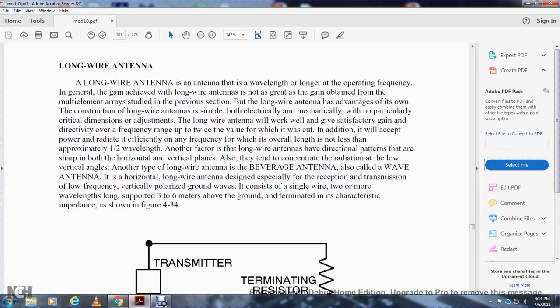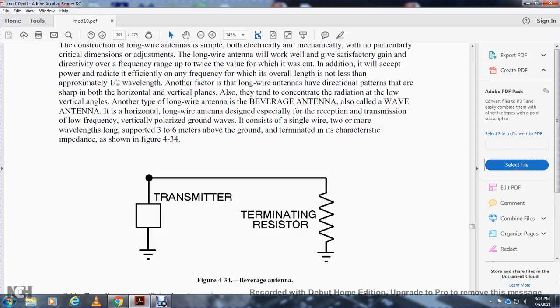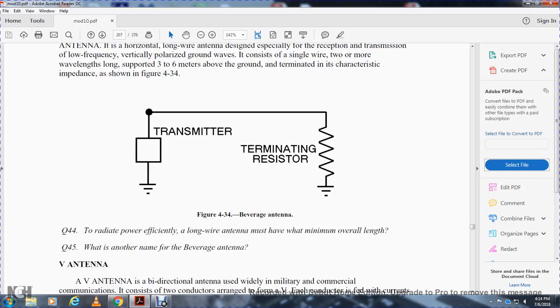It's also called the wave antenna. It is a horizontal long wire antenna designed especially for the reception and transmission of low frequency, vertically polarized ground waves. It is considered a single wire two or more wavelengths long, supported 3 to 6 meters above the ground and terminated with its characteristic impedance, as shown in Figure 434. The transmitter and the terminating resistor are both grounded.